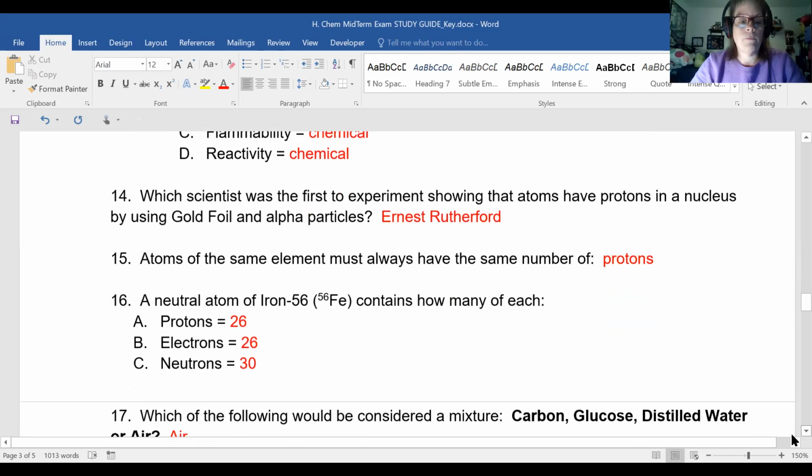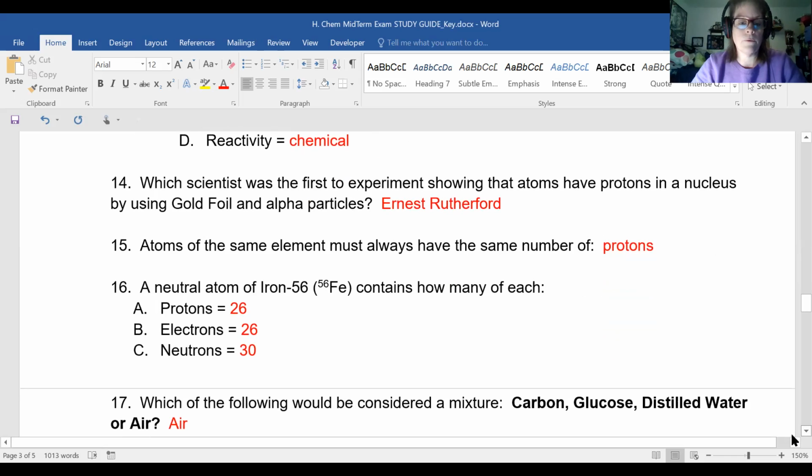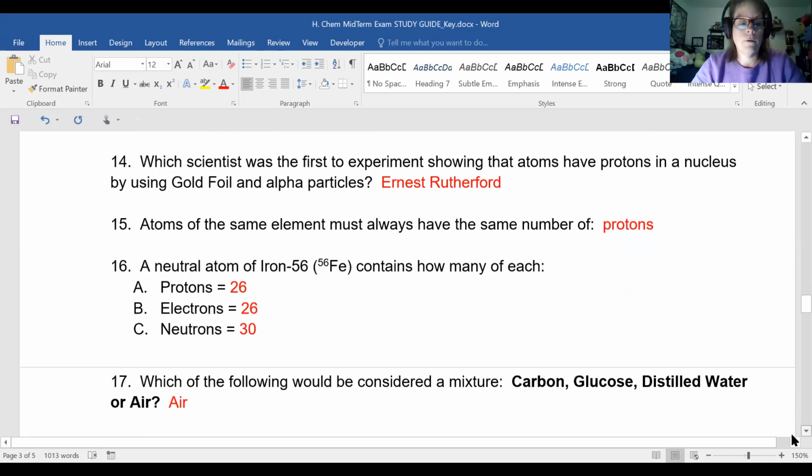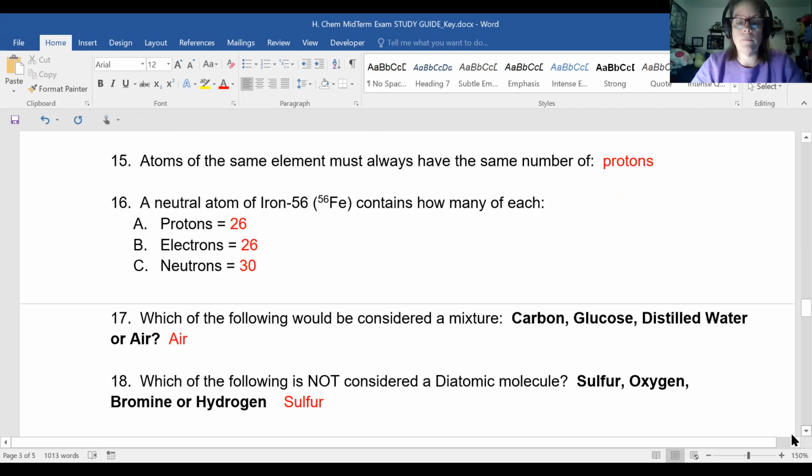All right, number 14, which scientist was the first to experiment showing that atoms have protons in the nucleus using gold foil and alpha particles? That was Ernest Rutherford. Number 15, atoms of the same element must always have the same number of protons. Okay, the proton count will not change.